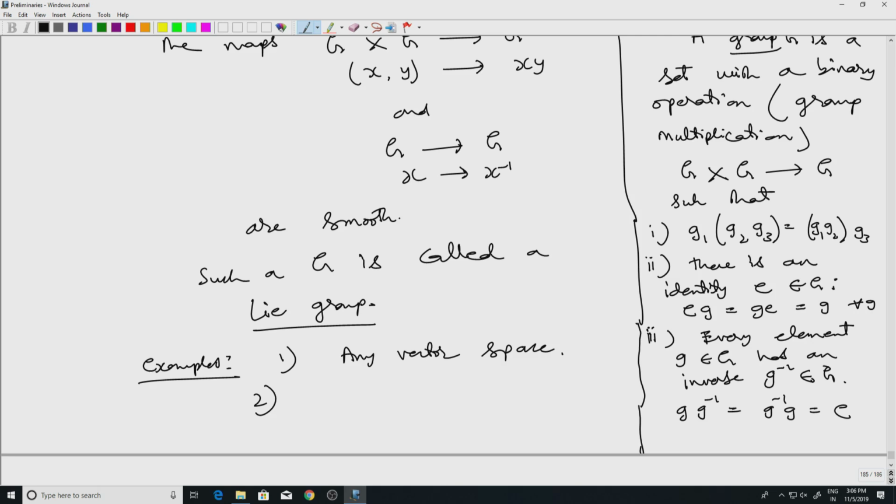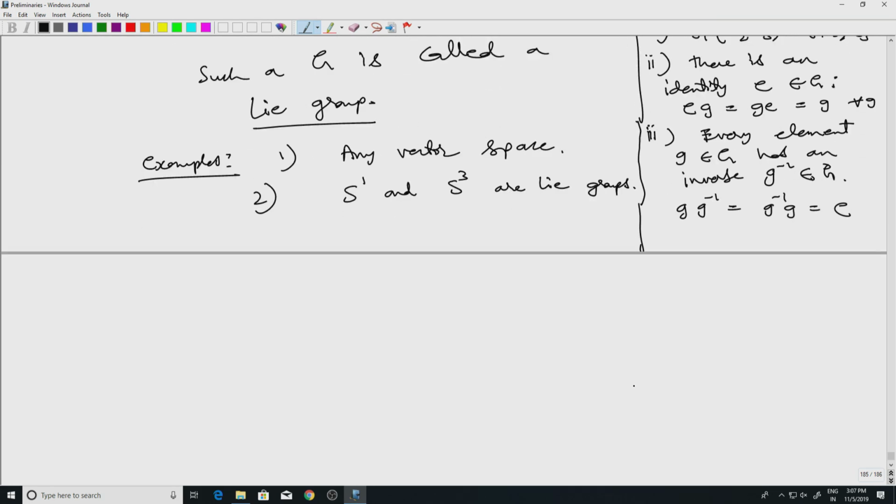Now more interesting examples come from looking at matrix groups, which I'll talk about shortly. But before that, it turns out that even some spheres are groups. So S1, for example, is a Lie group, and in fact it turns out that S1 and S3 are Lie groups. Let me just take the case of S1. Now the group operation on S1 comes from regarding S1 as the set of complex numbers with modulus 1, and if you think of S1 in that way, then of course we can multiply two complex numbers, and if both have modulus 1, then so does the product.